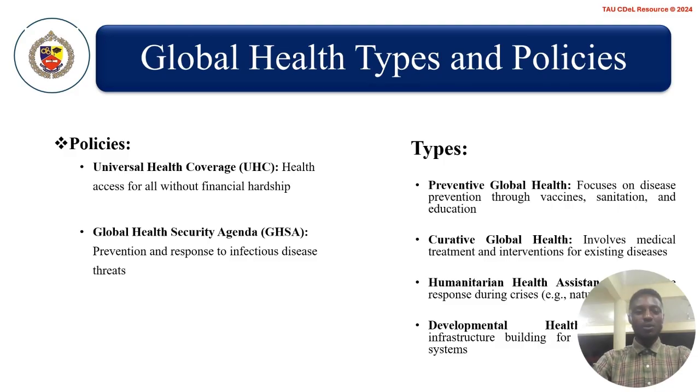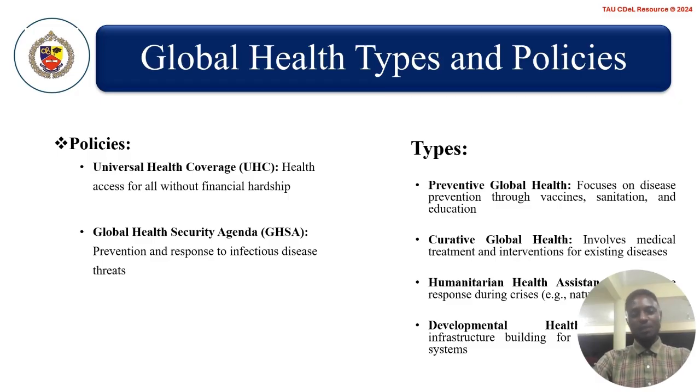So let me just quickly take us through the global health types and policies. We have policies like the Universal Health Coverage, which is UHC. We also have the Global Health Security Agenda, which is known as GHSA. UHC is health access for all without financial hardship, while the GHSA involves the prevention and response to infectious disease threats.